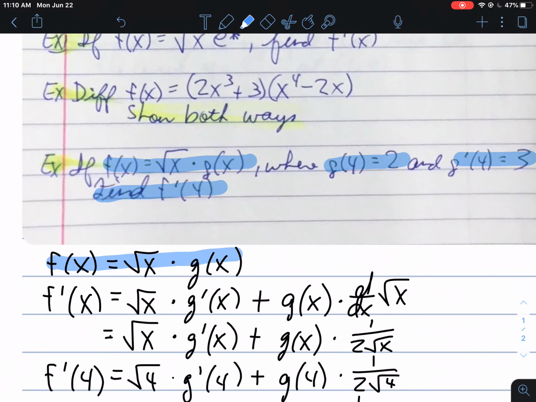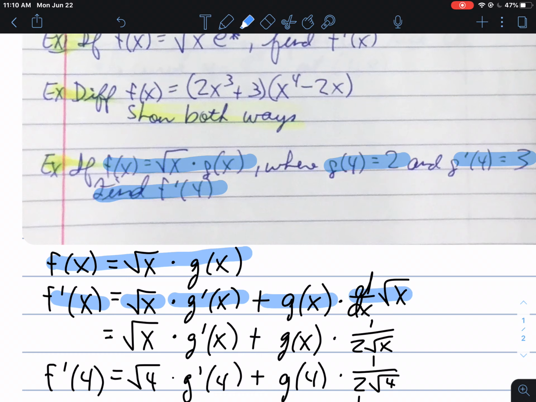So here's our function. I said, okay, I want to evaluate the derivative. Let's find the derivative. Well, there's a product. It's the product of square root of x and g of x. So I'm following product rule. First times the derivative of the second, derivative of g would be g prime, plus the second times the derivative of the first, which is square root of x.